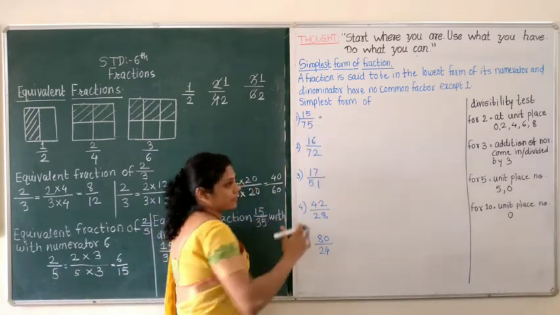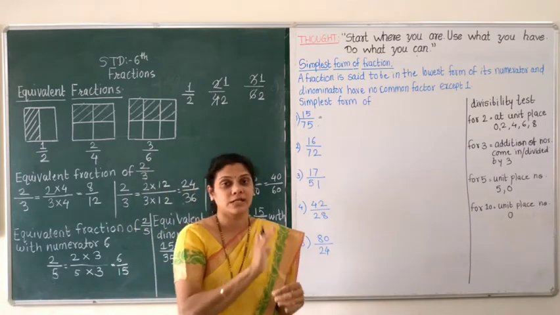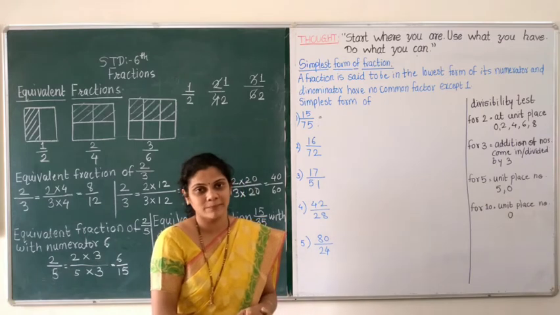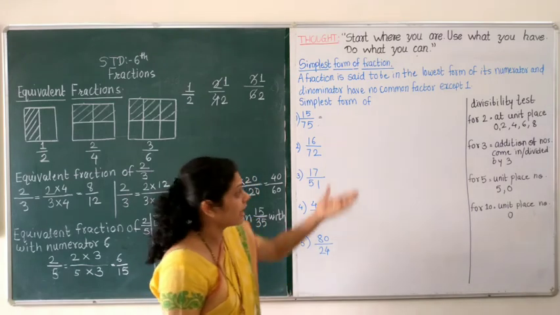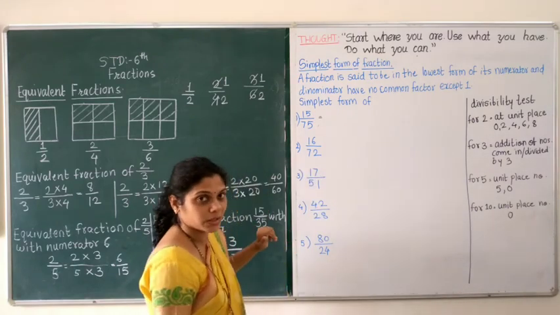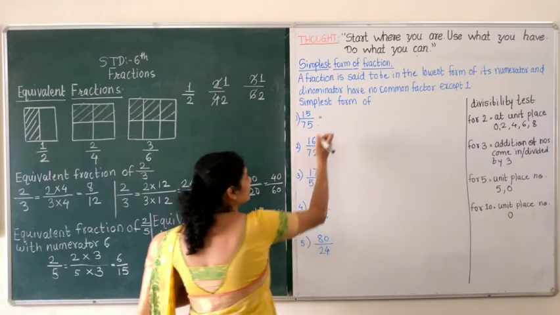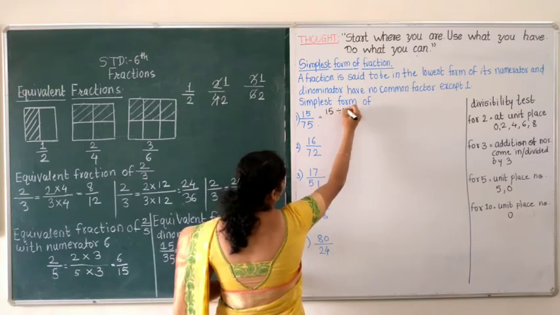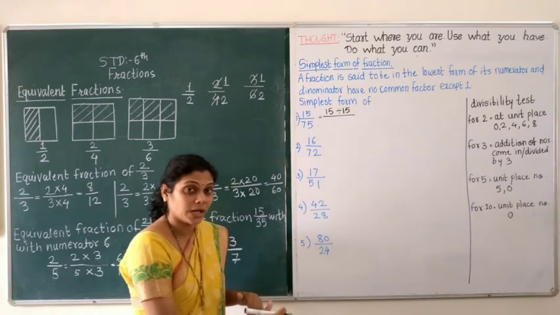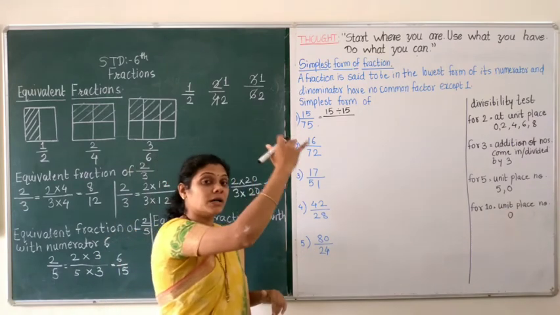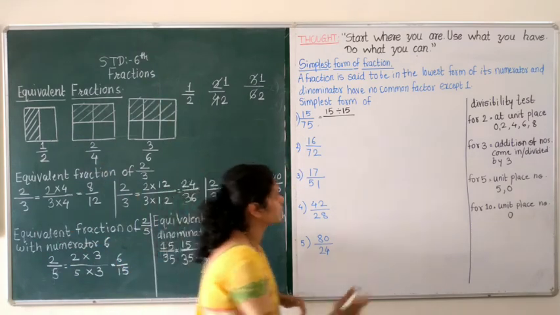15 upon 75. Okay, I know that 75 comes in the table of 15 and 15 also comes in the table of 15. But I don't recognize the table of 15, so what will I use here? I will use here the divisibility test. Okay, but tables are most important. So I am going to directly write that 15 comes in the table of 15. So I will divide here by 15. I have to find the lowest form. That means I have to convert that bigger number into a smaller number. So I will use here the division process.